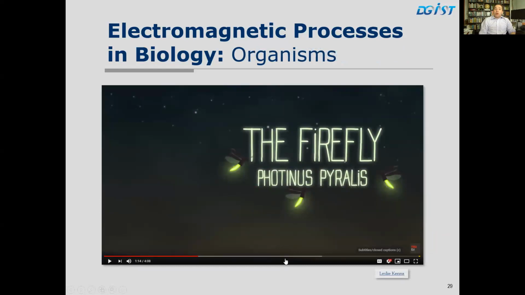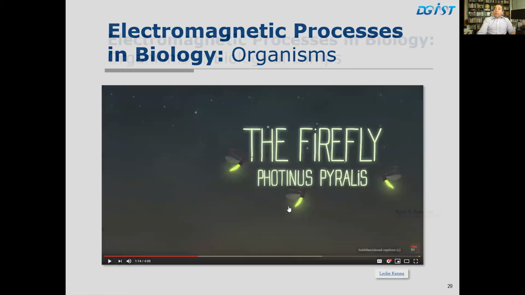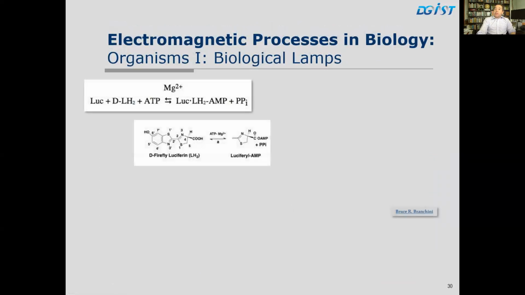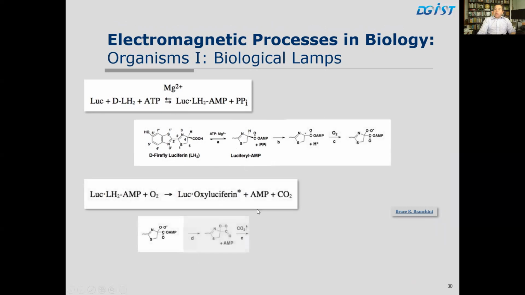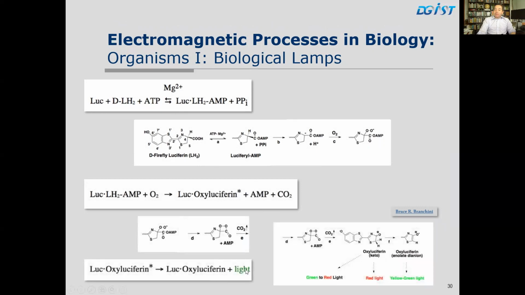When we go to organisms, we have bioluminescence, for example. And how does bioluminescence occur? You have a luciferin protein under ATP, and in this ATP reaction, it will drive the production of light. Oxygen, carbon dioxide is given off, and green to red light, yellow to green light. And we'll talk about how this occurs in more detail.